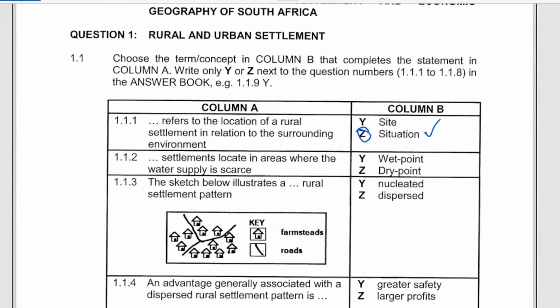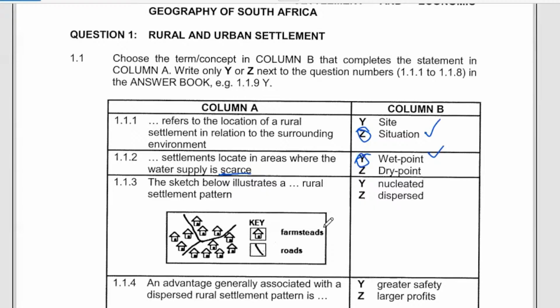Right. Moving on to the next question, number 1.1.2. The settlements located in areas where water supply is scarce. What you must note here, we are relating settlements to water. And our water situation is such that water is a scarce resource in the area. So where must we establish a settlement if water is scarce? The only feasible way of establishing a particular settlement is to locate it as close as possible to the source of water. So that becomes a wet point settlement.